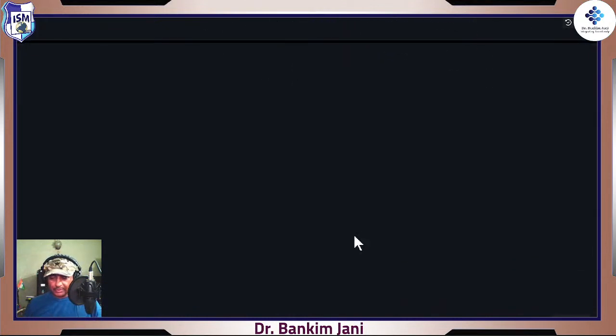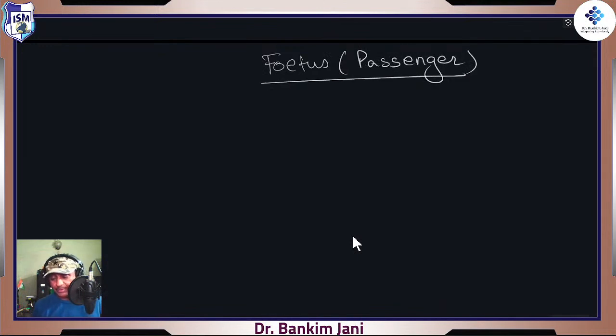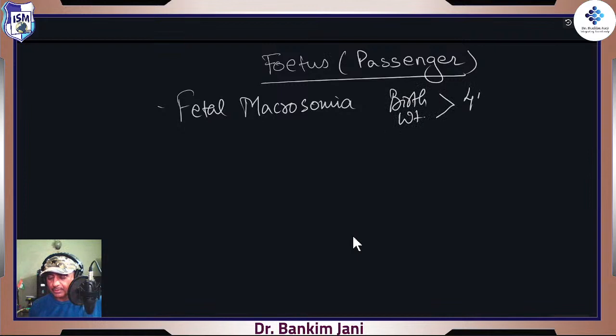Now, if we really want to understand the entire process very properly, we need to know certain terminology with respect to our passenger. Because when you'll be doing ultrasound or when you'll be learning obstetrics, these words will be used straight away. So whenever a word like fetal macrosomia comes, that means we are talking about a baby whose birth weight is more than 4.5 kilograms, right?